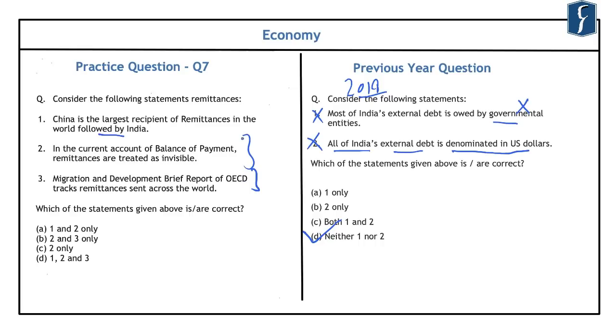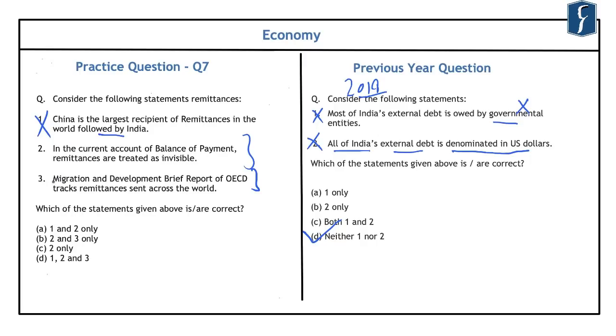Now, in solving such kind of practice questions, you should always look for the incorrect statements first. So if you have an idea about the remittances from the world, you will find that India is the largest recipient of the remittances in the world. And hence the first statement that is given here is incorrect because China is the second largest recipient of the remittances. And India has recently surpassed China in terms of receiving of the remittances from the world. Now, this report has been provided by World Bank's Migration and Development Brief.